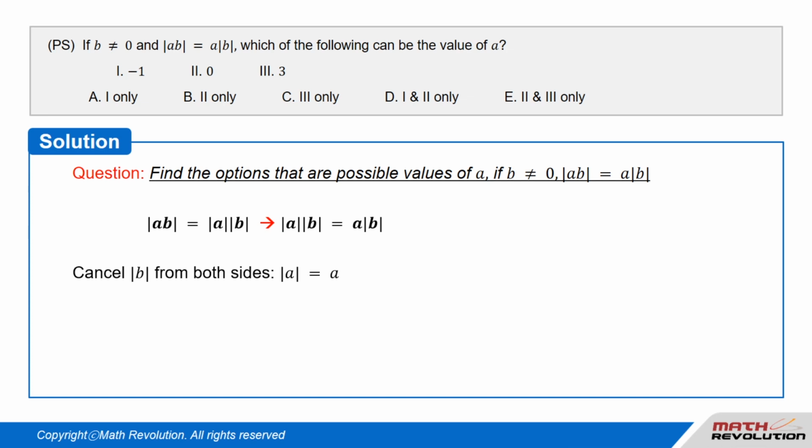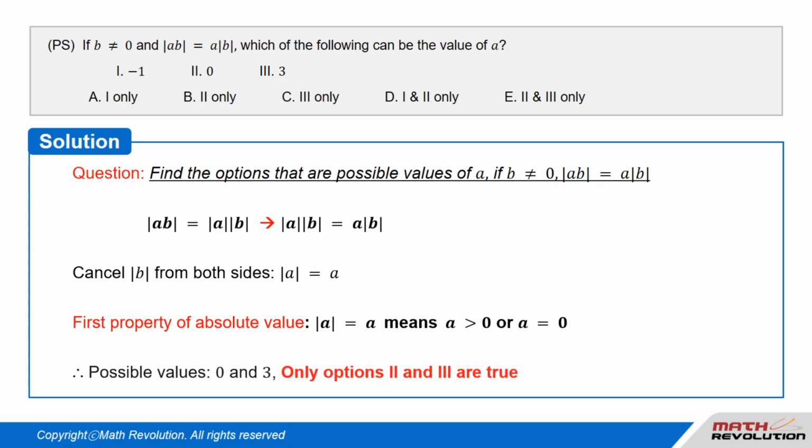So given that |a|·|b| = a·|b|, we can cancel |b| from both sides, so |a| = a. According to the first property, |a| = a means a is greater than 0 or a equals 0. So 0 and 3 are possible values. Only options 2 and 3 are true. E is the correct answer. Answer E.